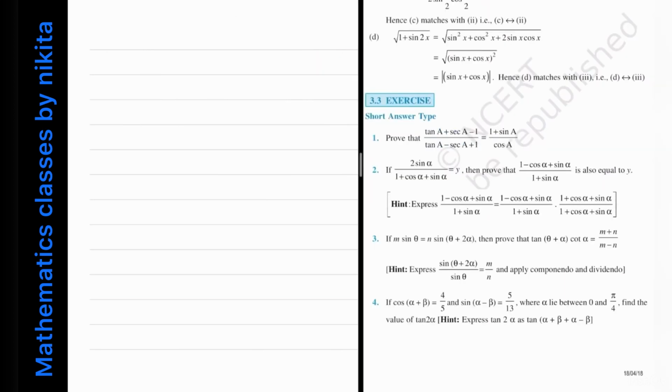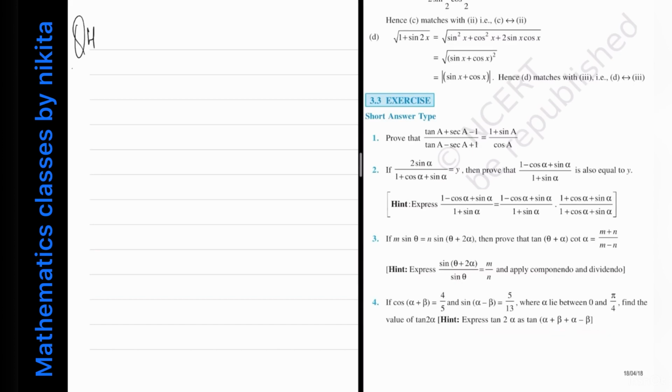See question number 4. Question number 4 says if cos of alpha plus beta is equal to 4 by 5 and sine of alpha minus beta is equal to 5 by 13, where alpha lies between 0 and pi by 4, find the value of tan of 2 alpha. Okay, and one hint is given that express tan of 2 alpha as tan of alpha plus beta plus alpha minus beta. Now first of all, what is given to us?